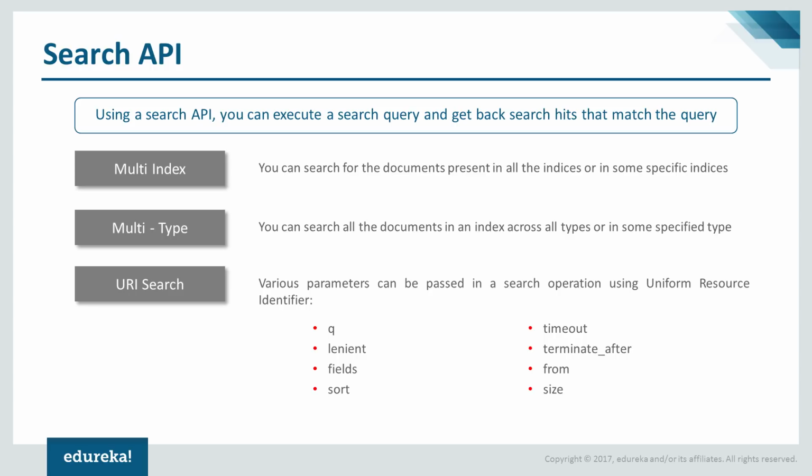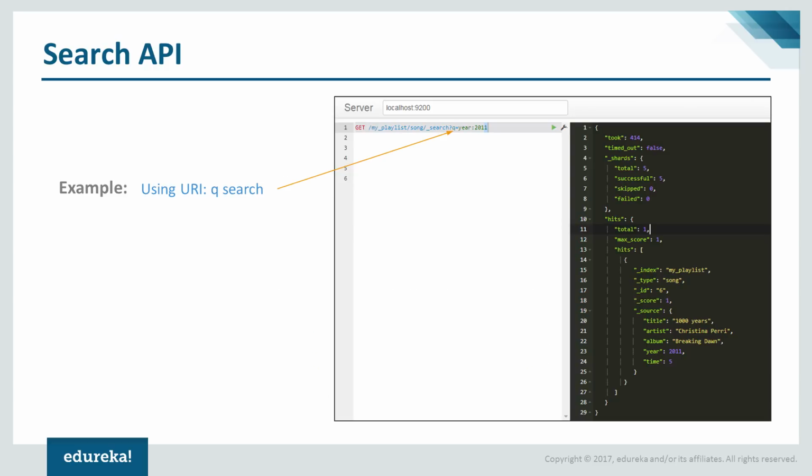There are some parameters which you can pass in your search operation in the URI, like q, lenient, field, sort, timeout, terminate_after, from, size, etc. Here is the example. Here we are fetching the information, reading a document. In fact, we are searching for a document which contains year as 2011. If you see the output here, it will show you year as 2011. So this is what search APIs do.